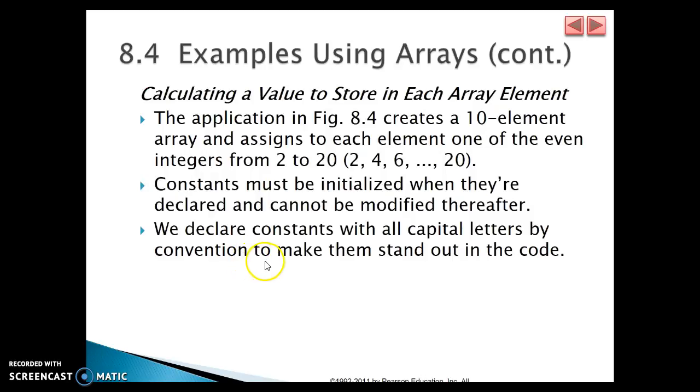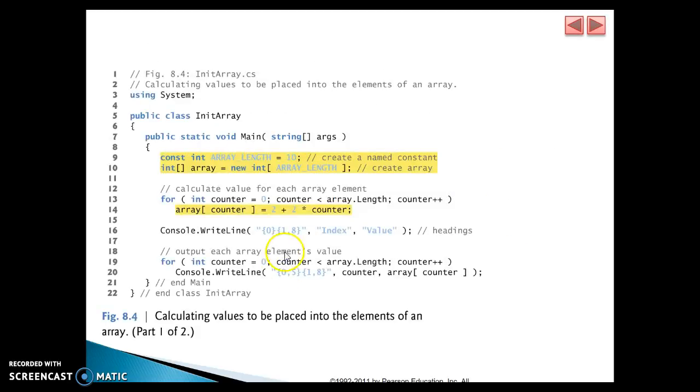Here's another example. We made a constant. Int ARRAY_LENGTH equals 10. This is a constant, const. It means it's not going to change. It's like a variable, but it's not going to change. We declare it in all capitals.